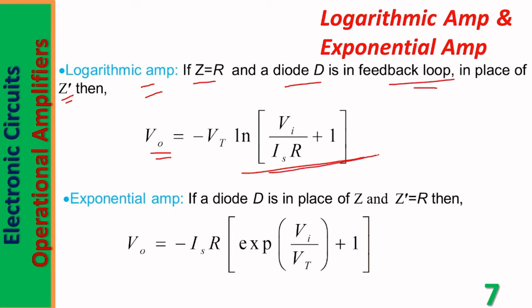logarithmic amplification. Exponential amplifier: if a diode D is in place of Z and Z prime is R, then V0 is minus ISR times (exponential of Vi by Vt, plus 1). In the earlier case, Vi is inside the logarithm. In the present case, Vi is inside the exponential. That's why it is an exponential amplifier. The previous one is a logarithmic amplifier. Here Vt is the volt equivalent of temperature, T by 11,600.